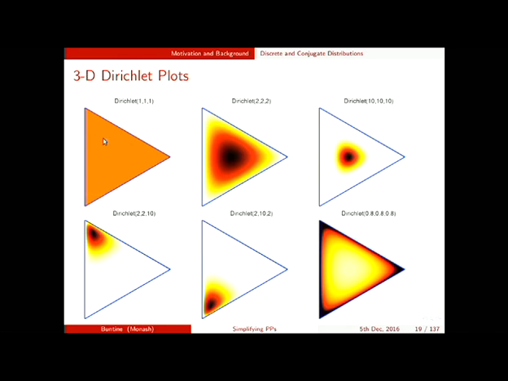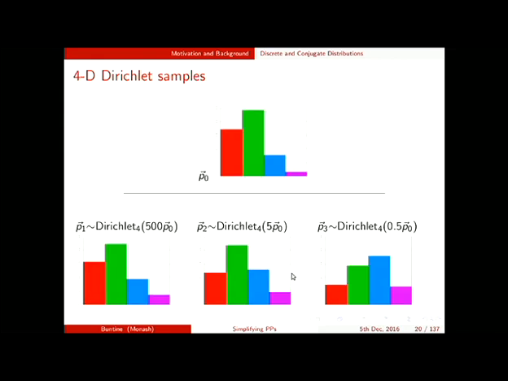1 minus 1 is 0, strangely enough. If it's uniform but all the alphas are quite high, you get it something focused. It can be very diffuse if the values are low, 0.8, 0.8, 0.8. See, it's now focused around the edges.